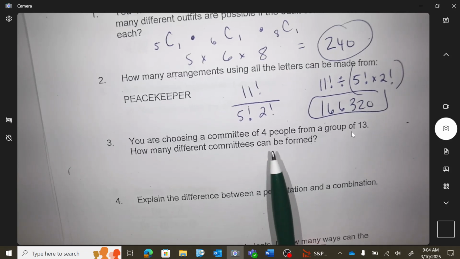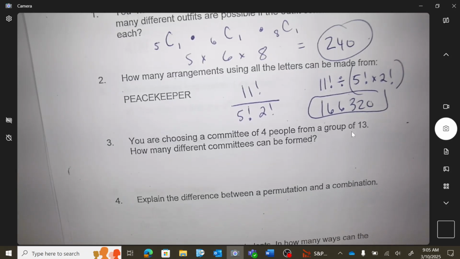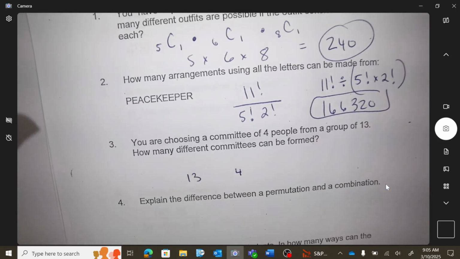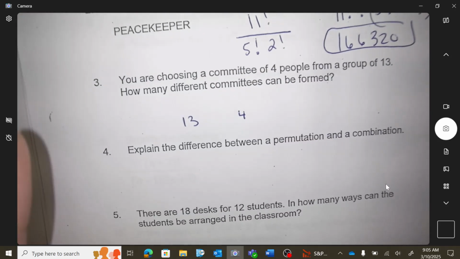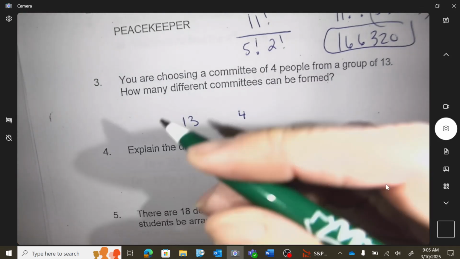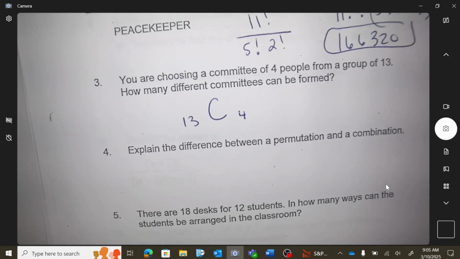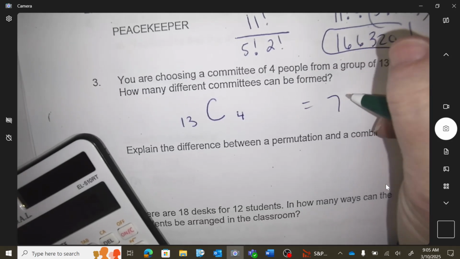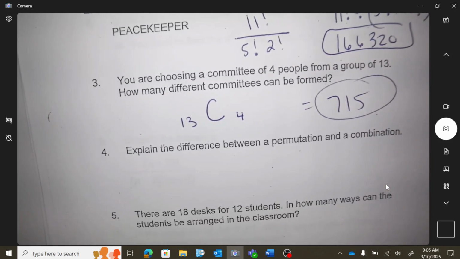You're going to choose a committee of 4 people from a possible group of 13. How many different committees can you make? So there's the 13 people. I need 4 of them. Which letter would I want to use with that? The C. Because I don't care about anything with order, right? So that is just a straight calculator type. So yes, I will put 2 of those questions, simple ones, on your test. You really just have to ask yourself, does the order matter or not matter?